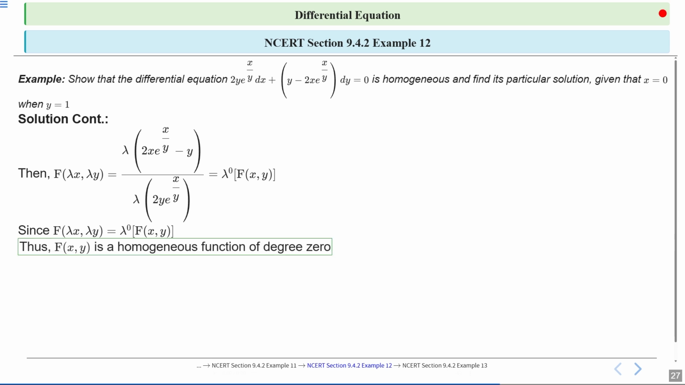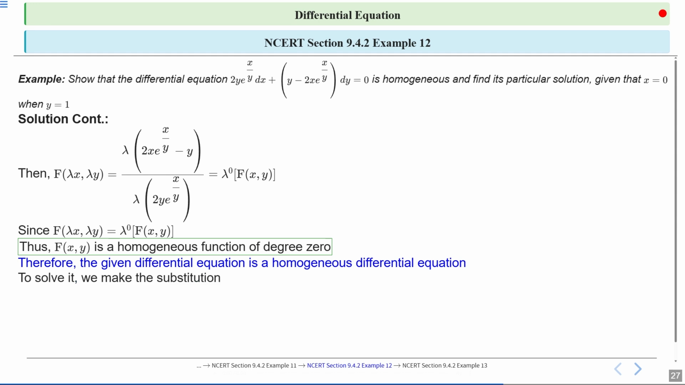Thus, this f(x,y) is a homogeneous function of degree 0. Therefore, the given differential equation is a homogeneous differential equation. Now to solve this homogeneous differential equation, we make the substitution, that is, x = vy. Here we take x = vy. Why? Due to the dx/dy.